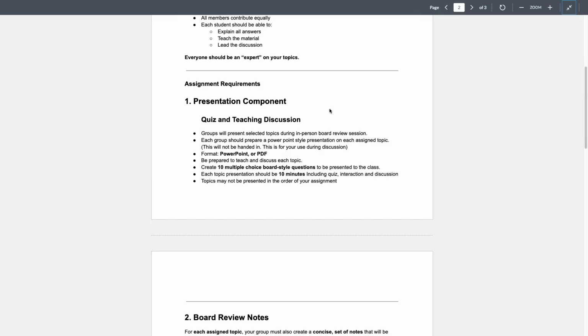It can be PowerPoint, or you could even have a PDF that we show, and that's just going to be brought on a thumb drive that we'll plug into the computer in the class, okay? So what I want you to do is be prepared to teach and discuss your topic. However, I'm not going to simply just ask you to teach. Here's the second component of this.